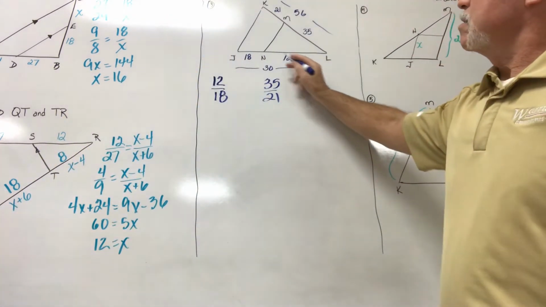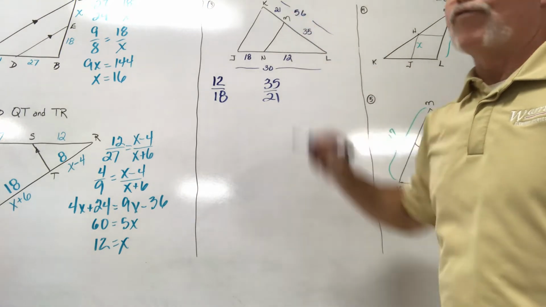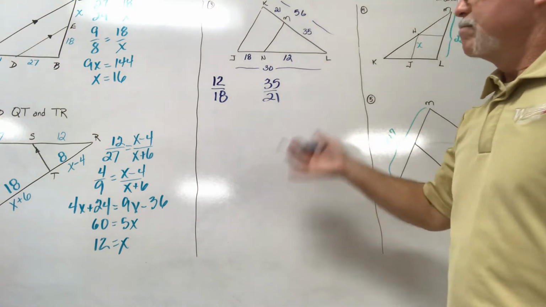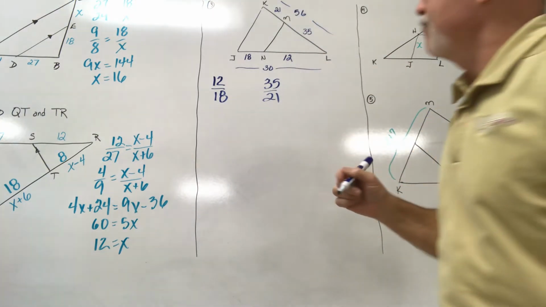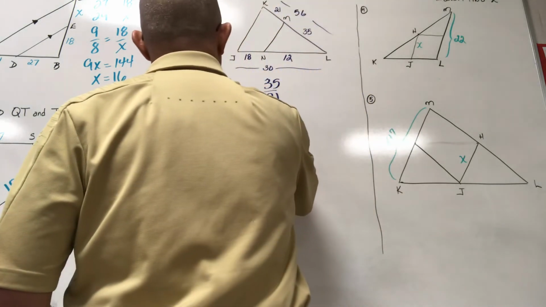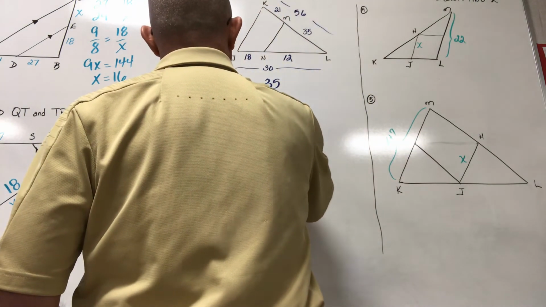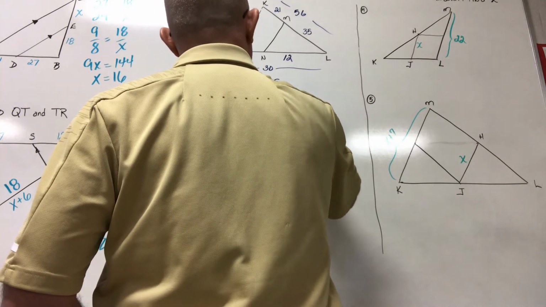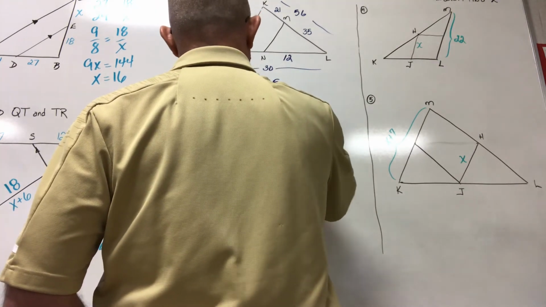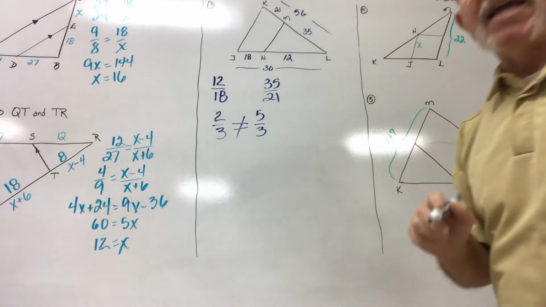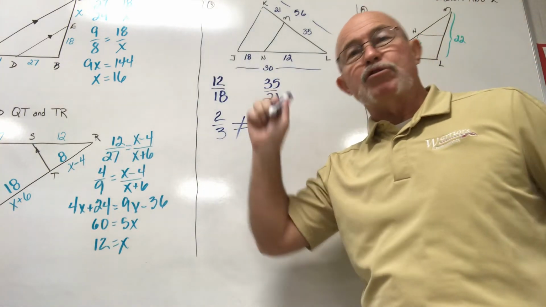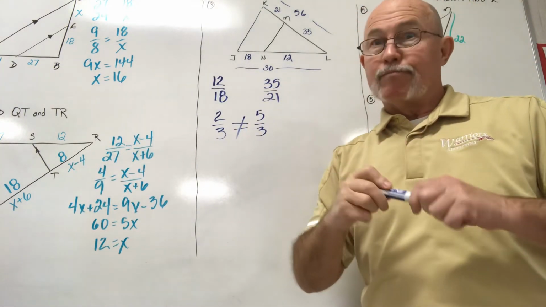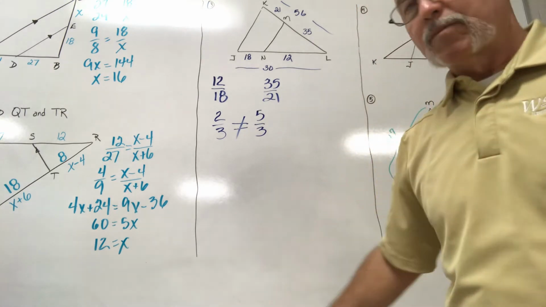Over this over, okay? Simplify to see if they're equal. Those are not equal proportions. Those can't be parallel. Pretty straightforward for you.